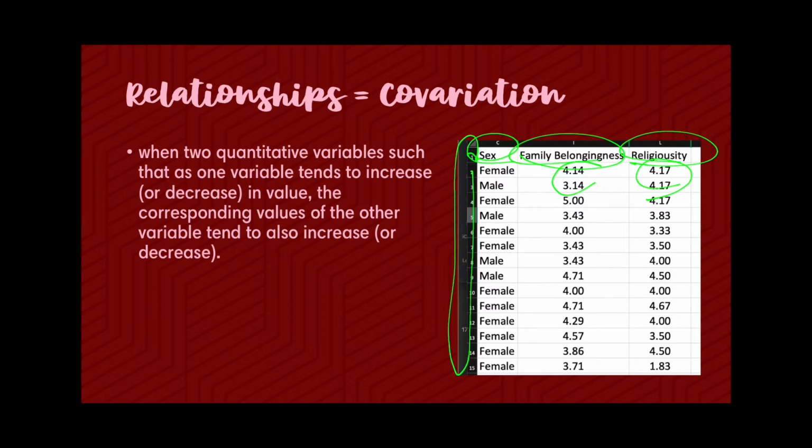So in this case, the question would be, would there be a significant difference in the way the values behave within family belongingness when you group the students, or when you group the sample according to sex at birth? So females versus males.